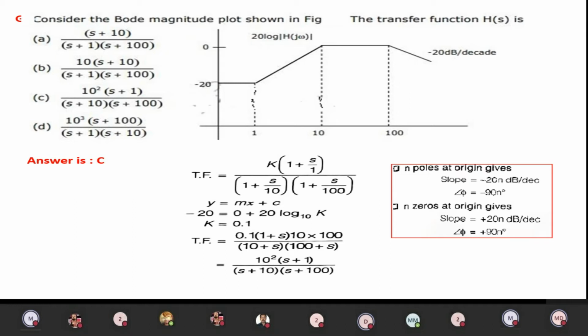Now you can see any transfer function. The general form will be K into s plus term in the numerator divided by s into s plus term in the denominator. So now the transfer function can be written as K into, okay, 1 plus. Here you can see a zero is inserted, that is why the 1 plus term is directly written in the numerator. So the zero is inserted at omega equal to 1, so 1 plus s divided by 1. Okay, so you have to write like this.